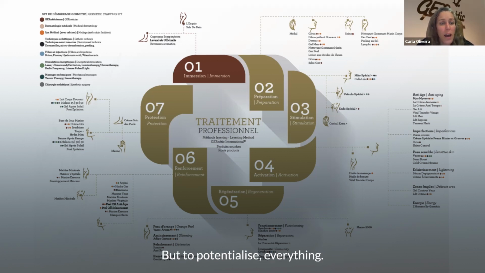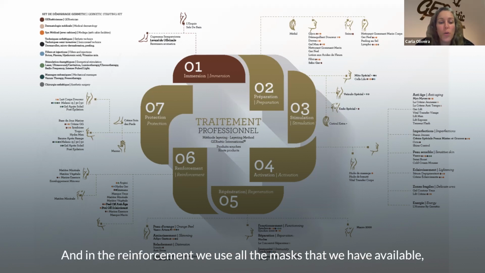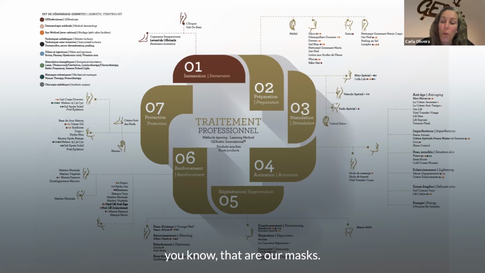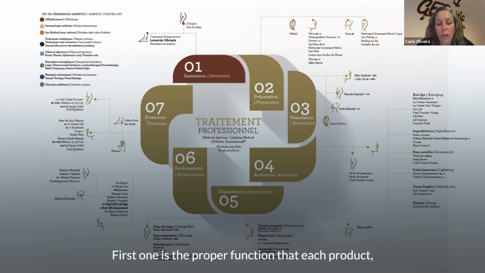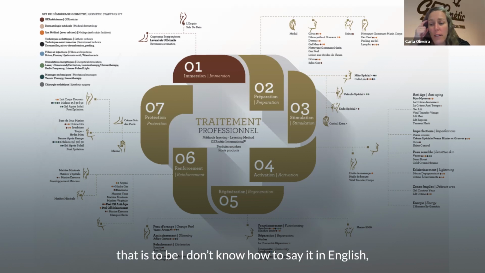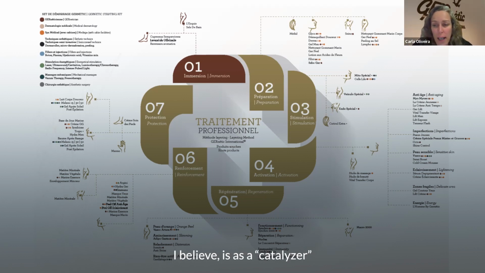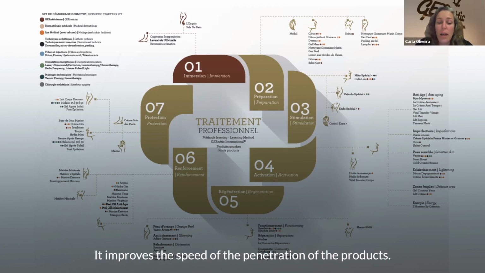But to potentialize everything, we also need to do the reinforcement. And in the reinforcement, we use all the masks that we have available. You know that our masks, and I believe all of the masks that exist, have 2 main functions. The first one is the proper function that each mask has. But it also has another function, that is to be, I don't know how to say in English, I believe it's catalyzer. It stimulates the penetration of the products. It improves the speed of the penetration of the products.